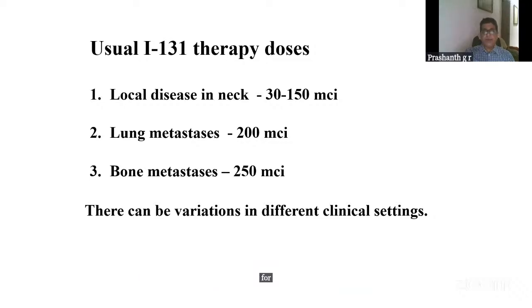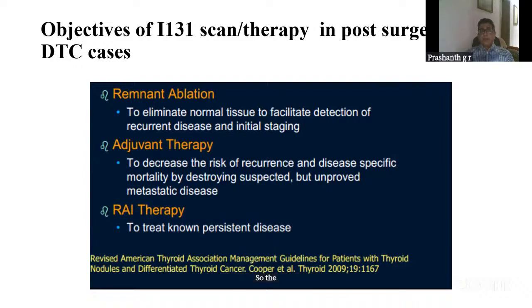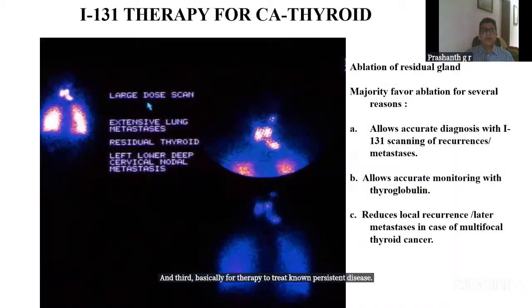So the objective for iodine 131 scan or therapy in patients who have undergone surgery for differentiated thyroid carcinoma would be remnant ablation, basically to eliminate normal tissue to facilitate detection of recurrent disease and initial staging; as an adjuvant therapy to decrease the risk of recurrence and disease-specific mortality by destroying suspected but unproved metastatic disease; and third, therapy to treat known persistent disease. So whenever we give radioiodine, we perform a scan, subsequently we treat, and after therapy, we do a post-therapy scan.